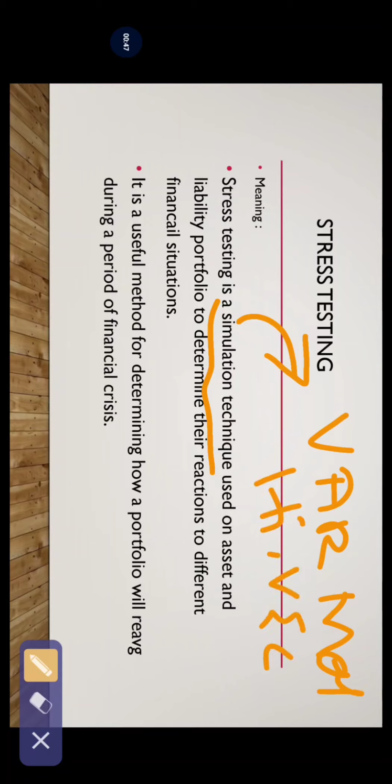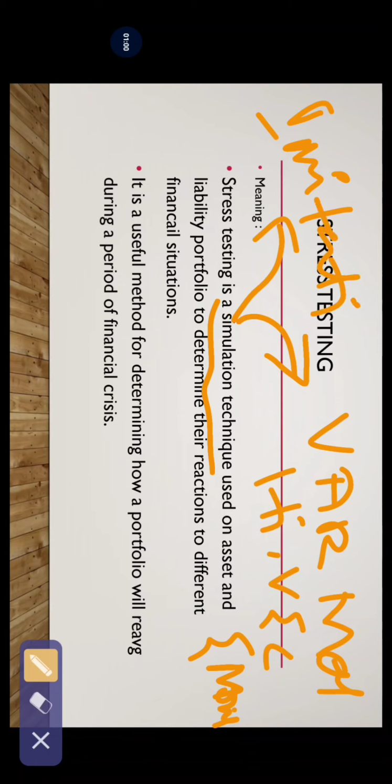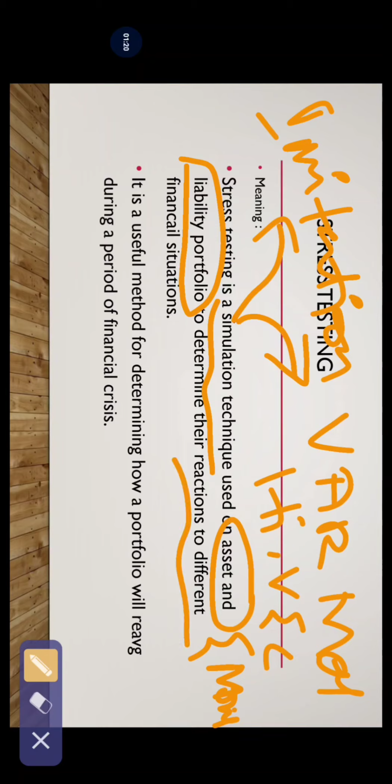We have studied different types of VAR methods, that is historical, variance and covariance, and Monte Carlo simulation technique. Here simulation means imitation, copying, imitating something which has already happened. So stress testing is a kind of imitation technique used on the asset and liability portfolio. So the company's assets or liabilities to determine their reactions during financial situations.